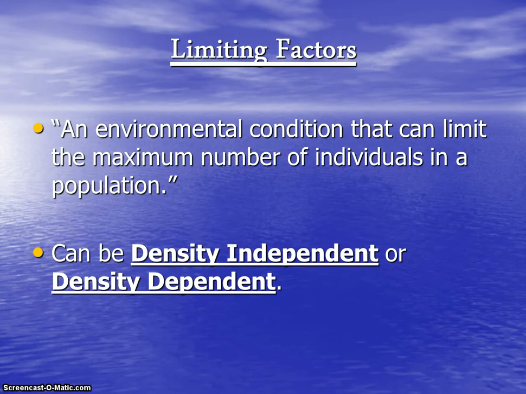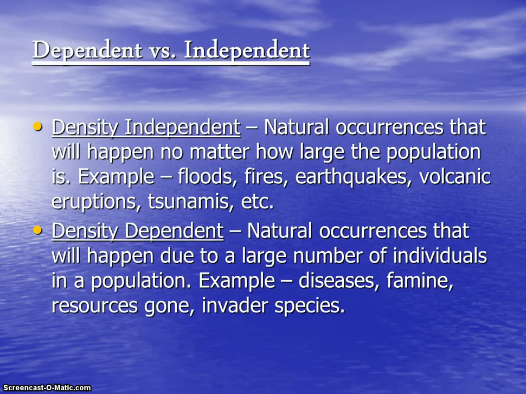Okay, I've mentioned limiting factors a couple times. So there's two categories of limiting factors. There's density independent limiting factors and density dependent. Now what that means is limiting factors that are independent are limiting factors in nature that are not dependent on how big a population gets. So for example, floods are going to occur, wildfires are going to occur, earthquakes are going to occur no matter how big a population gets. Those are examples of density independent factors.